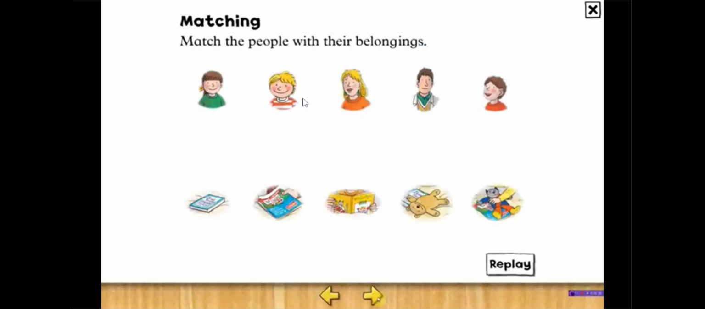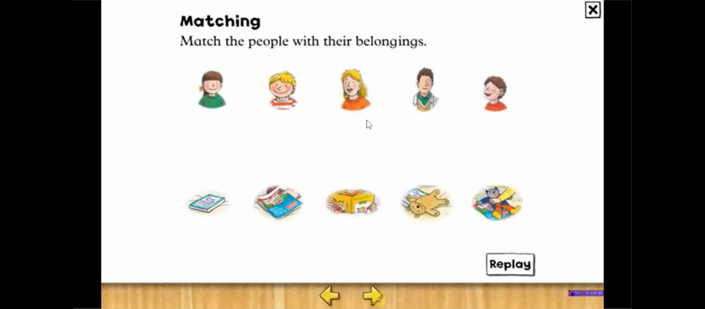Okay, how about Kipper? I think Kipper had a book in the story. Did Kipper have a blue book or a yellow book? If you chose the yellow book, you are correct. Kipper had a yellow book.